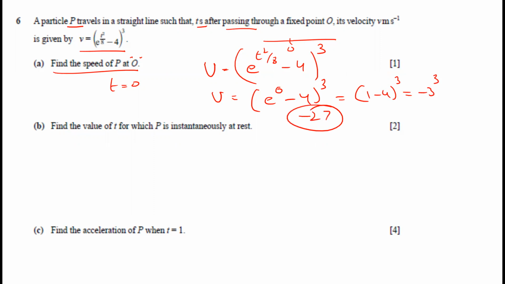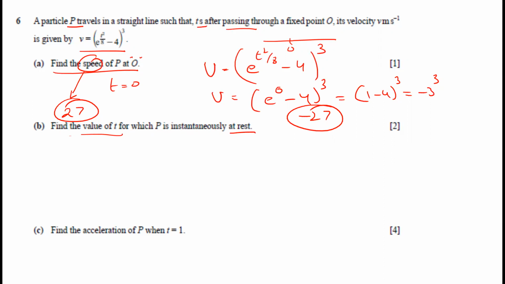So the velocity is −27, but speed doesn't have direction. Speed is not a vector quantity; velocity is a vector quantity. So the speed would be only 27. Now find the value of t for which P is instantaneously at rest.